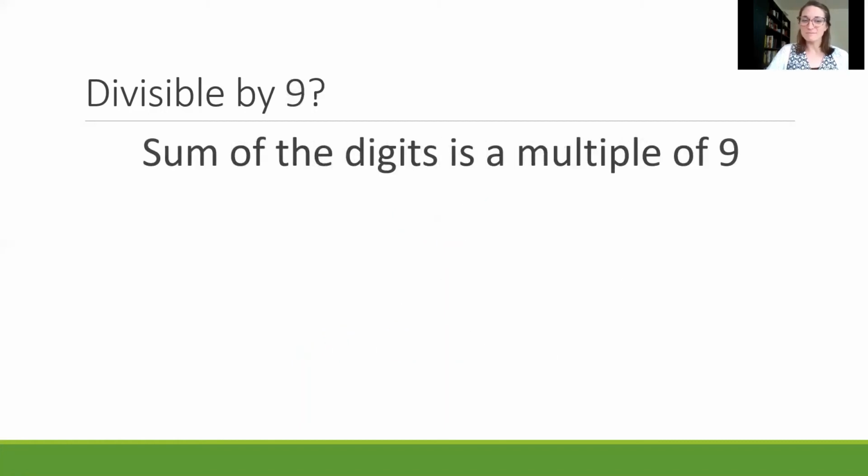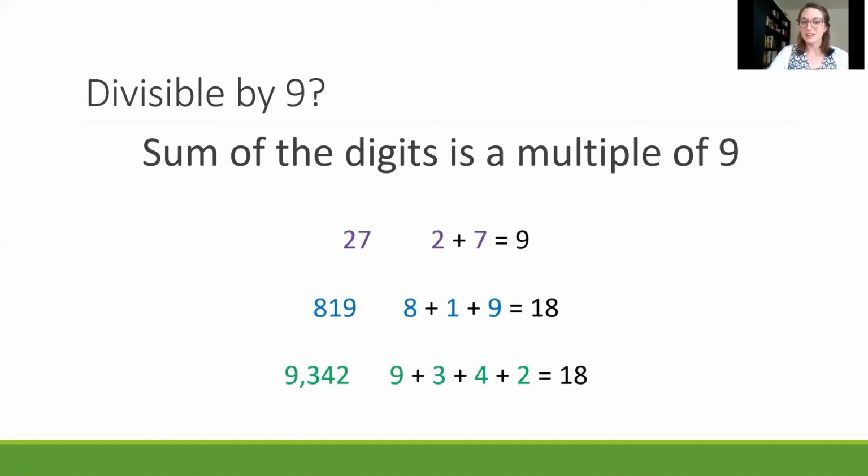Divisible by 9. Well, this one's very similar to our divisible by 3. If the sum of the digits is a multiple of 9, then we will be able to divide the number by 9. So let's look at some examples. If we said 27, well, 2 plus 7 equals 9. And we know that 9 goes into 9 one time. That is a multiple. And so we can use 27 as something that is divisible by 9.